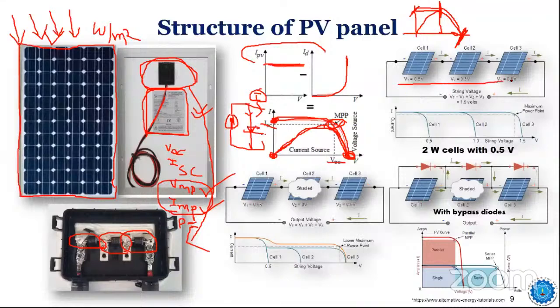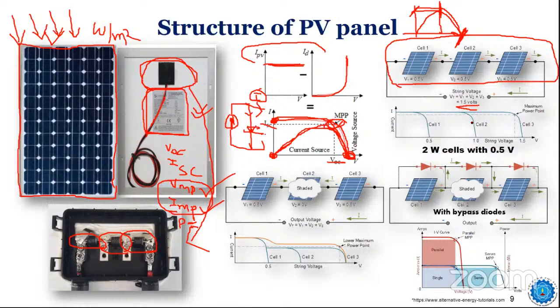Take 3 different cells connected in series, which are very low voltage cells. You can say each is producing 0.5 volt, just for an example. In series they are connected, so the output voltage will be 1.5 volt, right? In combination, the three cells give 1.5 volt output.